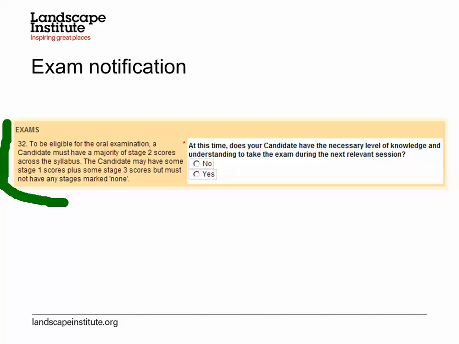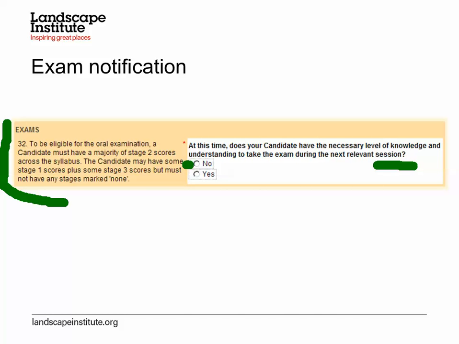And so the mentor is always prompted to consider whether the candidate is ready to take the exam. And where it says the next relevant session, that means in the next possible exam. So if you're at this point in the year, we're talking about May, because that would be the next possible exam.